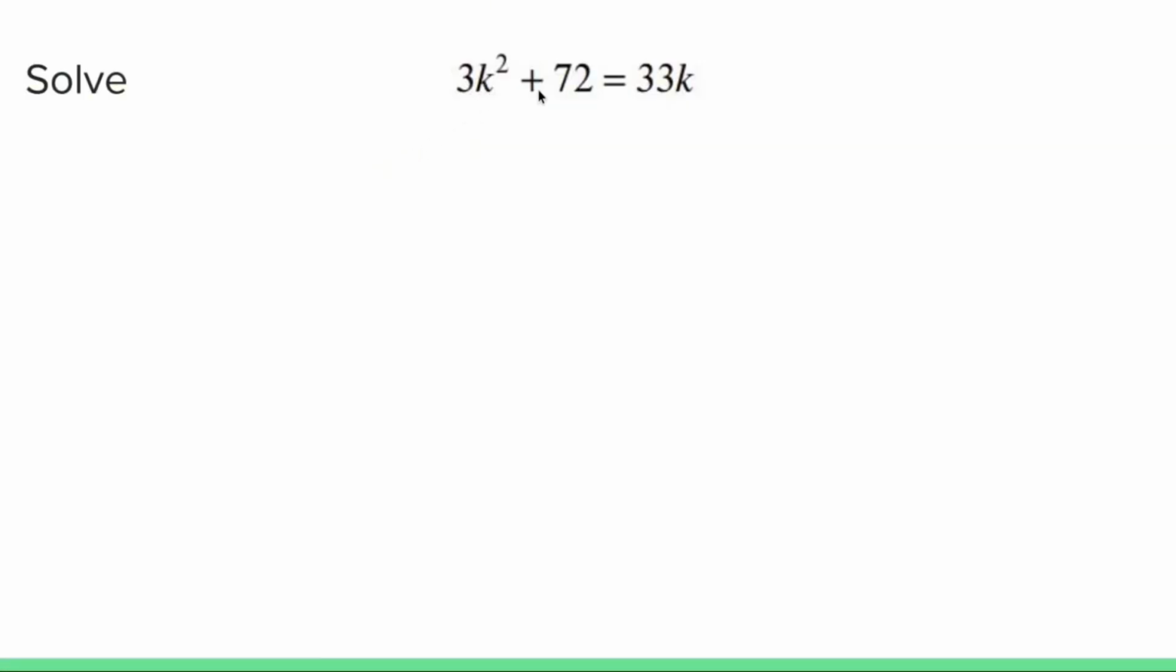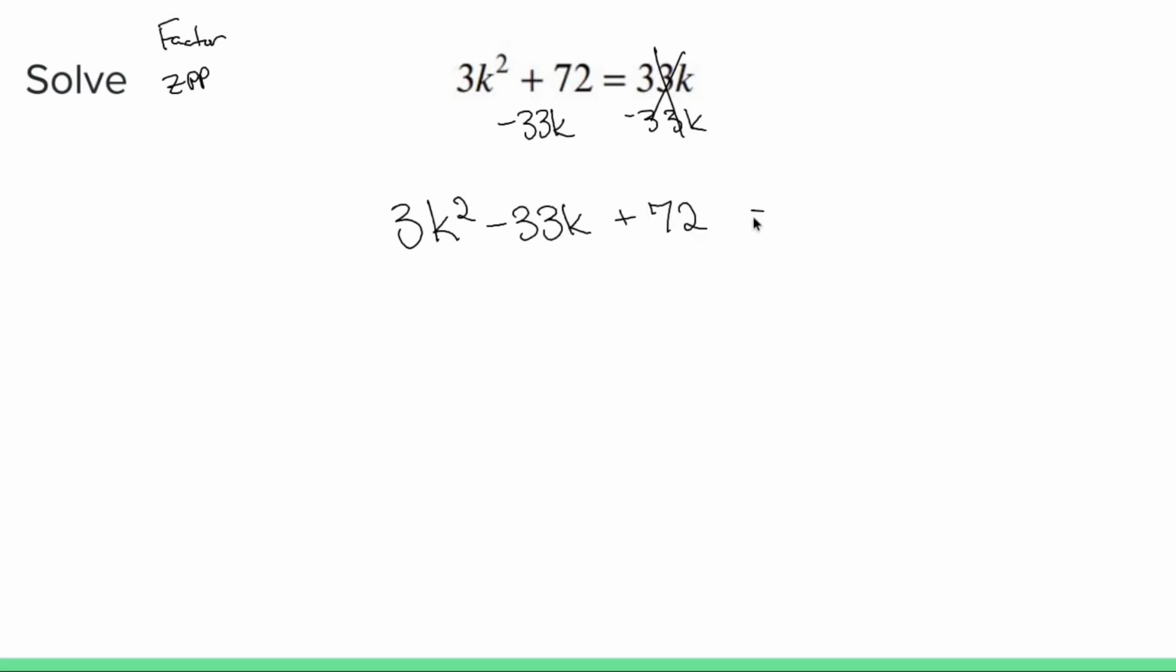Solve 3k² + 72 = 33k. Whenever we see something that looks like a quadratic and we're being asked to solve, we are thinking two things: factoring and zero product property. Now, in order for us to factor, I have to make sure everything is equal to 0. So that's the first thing I'm going to do. I'm going to subtract 33k from both sides and write things in appropriate order. Now I'm going to have 3k² − 33k + 72 = 0. Now that it's equal to 0, because again, I'm thinking zero product property thoughts, I'm going to factor.